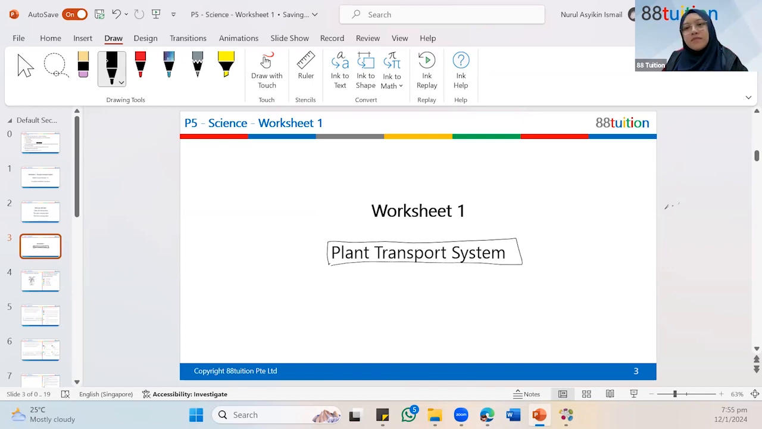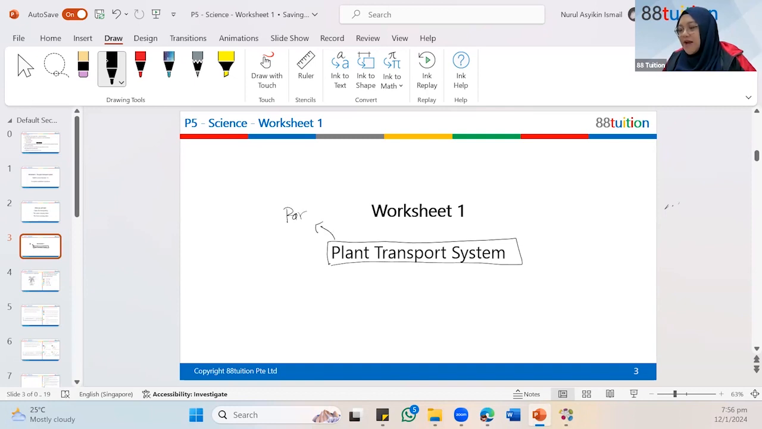Ready? Plant transport system, which part am I going to start with? I'm going to start with the word plant first. You are primary 5 students. In Primary 4, you did learn some things about plants, correct? Do you remember what you learned about plants? We were talking about plant parts. Do you remember what the parts of a plant are? You are supposed to have 3 plant parts. If you forget, here are the parts of a plant.